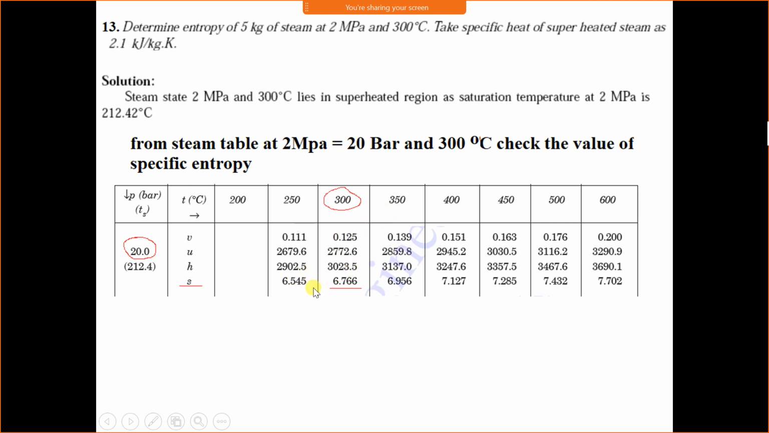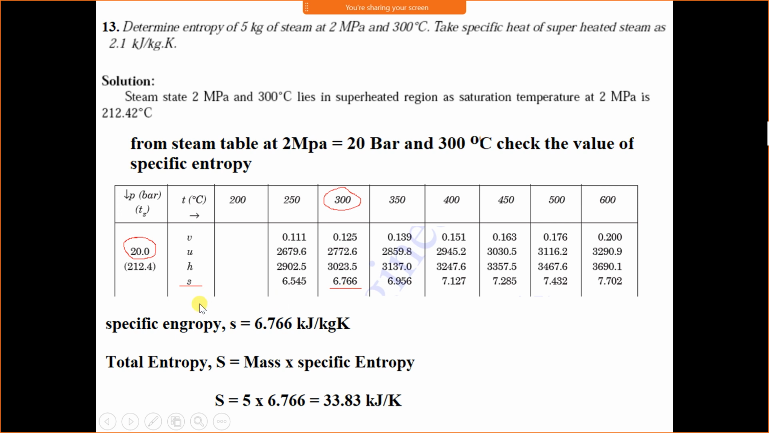If you want to find the value of entropy or enthalpy of superheated steam from the steam table, it is very simple. Only match pressure and temperature. Pressure is 20 bar and temperature is 300, and these are the corresponding values of the properties. The first value is for specific volume, the second value is for internal energy, the third value is for enthalpy, and the fourth value is for entropy. In this problem we have to calculate entropy only. Therefore entropy is 6.766. The specific entropy is 6.766 kilojoule per kg Kelvin.